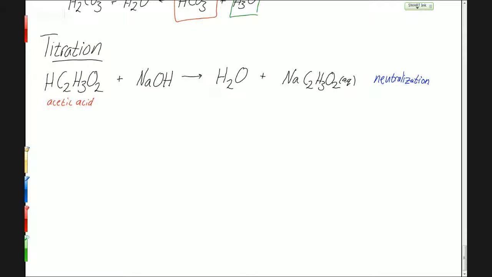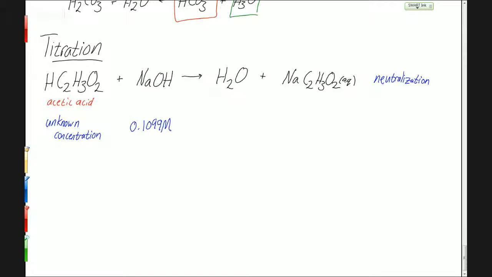What we would do in this situation is, let's say we have an unknown. This is what you're going to do next week. You have an unknown concentration of acetic acid. So you have some acetic acid, you don't know how much you have. But let's say you have a sodium hydroxide solution that you've made yourself, so you know exactly the concentration. Let's say that it is 0.1099 molar.